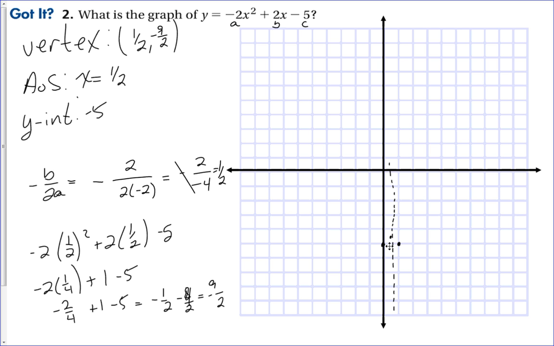Now, technically, we don't need any more points. We have enough. So, this is terrible. I'm bad at drawing on this thing. And there we go. There's your graph. That's what your graph should look like.